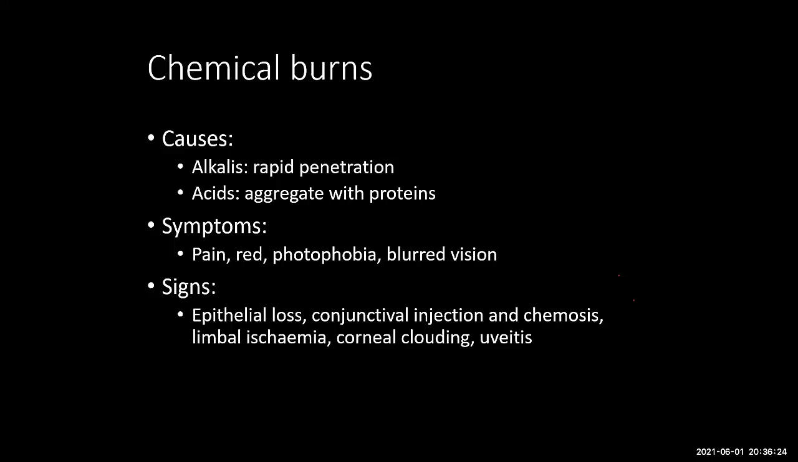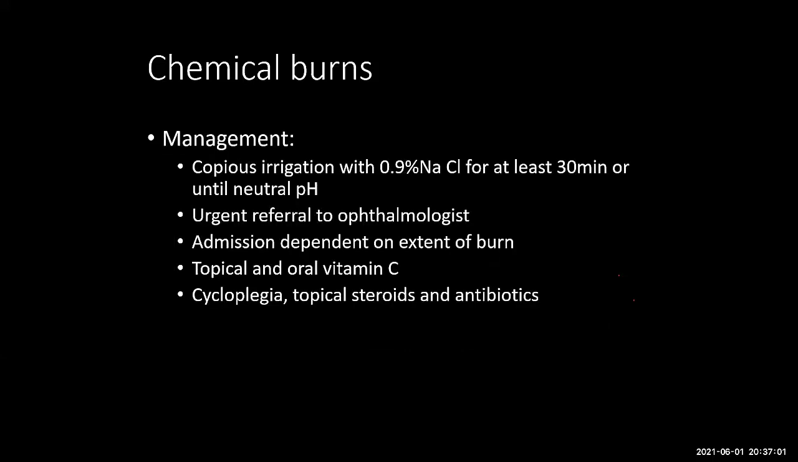And signs would be they can have epithelial loss, corneal epithelial loss, conjunctiva can be severely injected or circumcorneal injection or circumcorneal inflammation, and chemosis or the conjunctival edema, and then ischemia to the limbus, leading to corneal haziness or corneal clouding, and then uveitis or severe inflammation of the anterior chamber. Now, I just want to make a point about limbal ischemia. I think we will discuss that later on in the next slide.